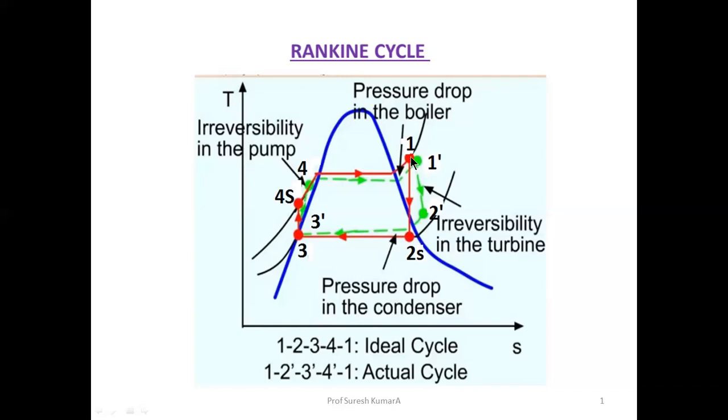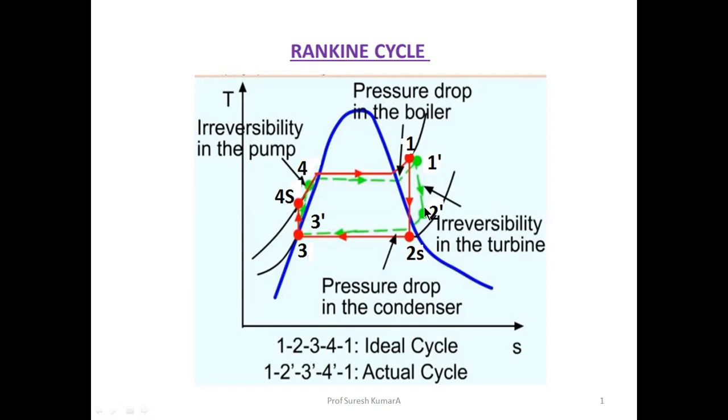Similarly, as I've explained, because of the turbine efficiency, because it's not isentropic, instead of going from 1 to 2s, it might go from 1 dash to 2 dash. Again here, it might not expand fully to the condenser pressure. It will be above the condenser pressure. For example, if the condenser pressure is 0.1 bar, it might not go to 0.1 bar. It might stop at 0.12 bar itself.